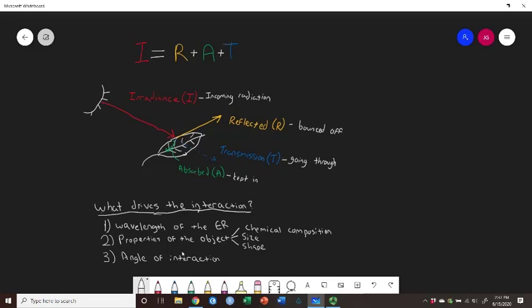But the idea here is that the three things that drive whether or not it's going to be reflected, transmitted, or absorbed are the wavelength in question, the properties of the object, and then the angle of that interaction. So again, hopefully that makes sense.